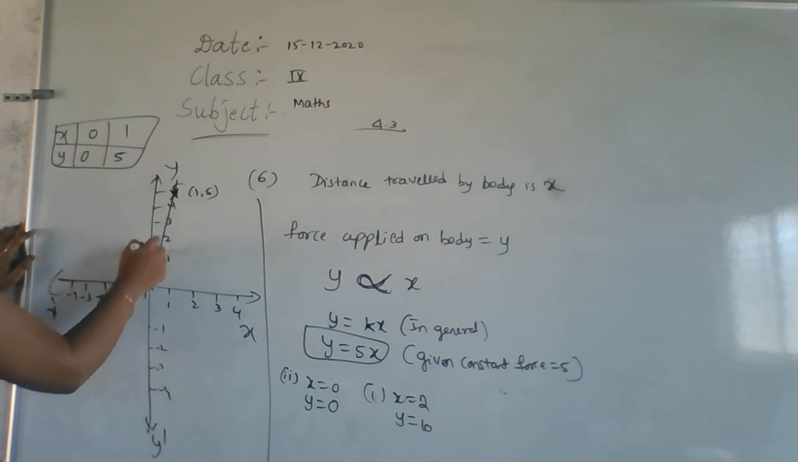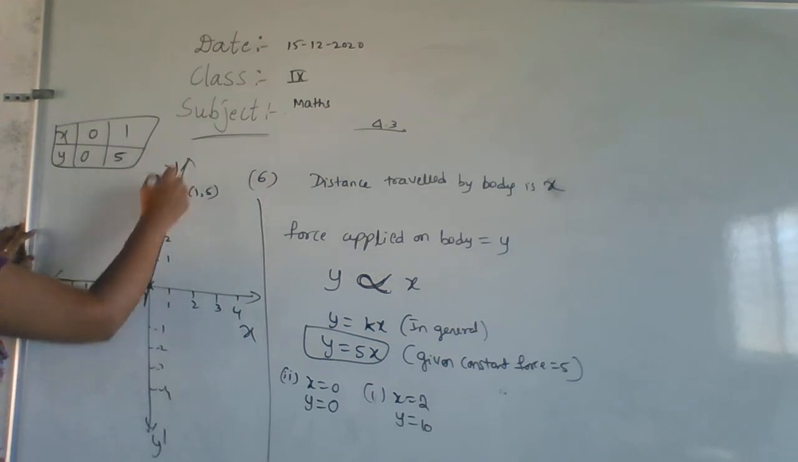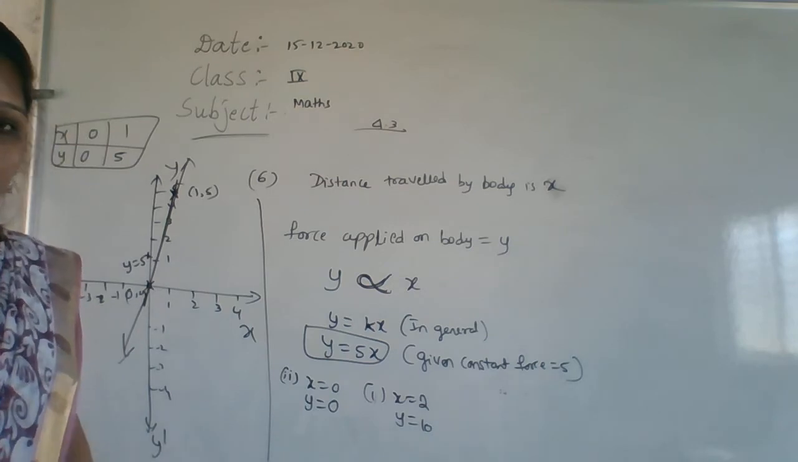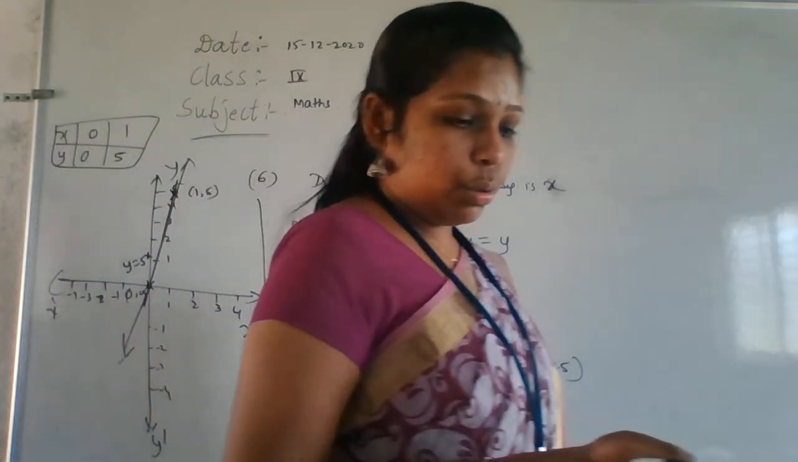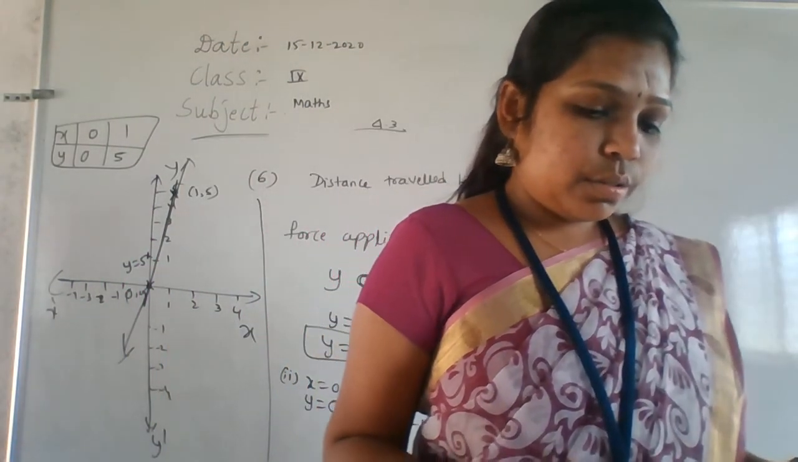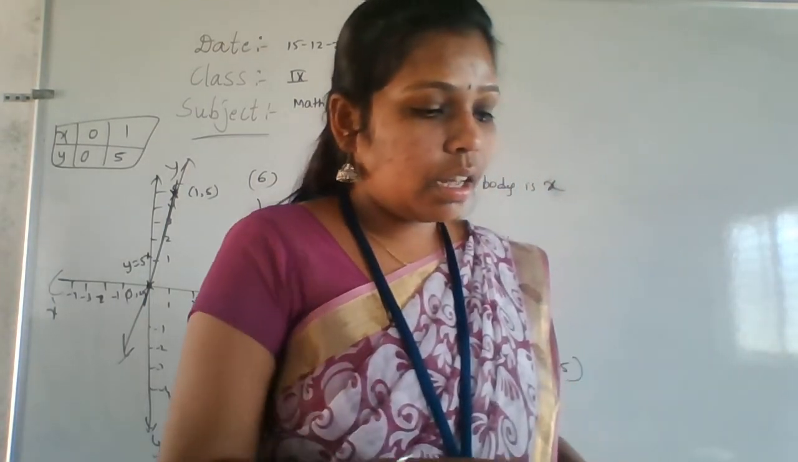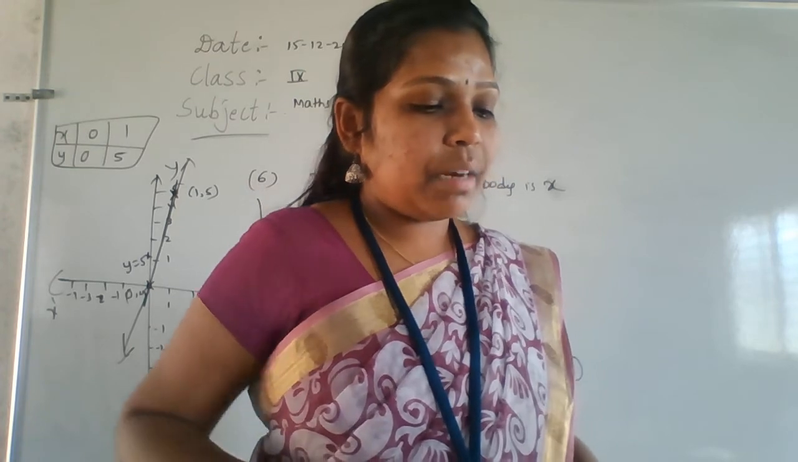Now join these two. This line is representing y is equal to 5x. Y is equal to 5x. Like this we have to do the problem. So next, the 7th and 8th one are there. The 7th is also the same like that only.